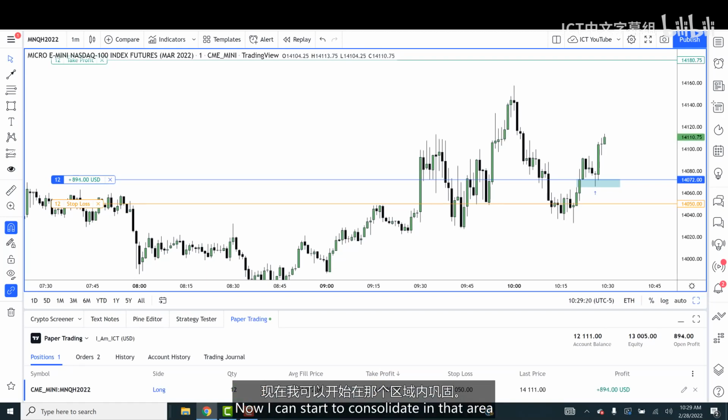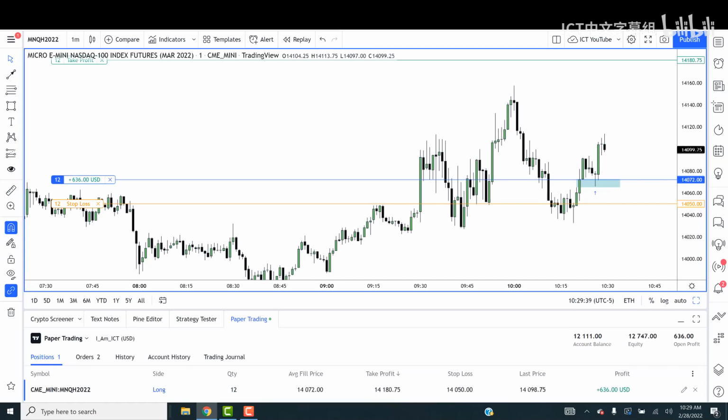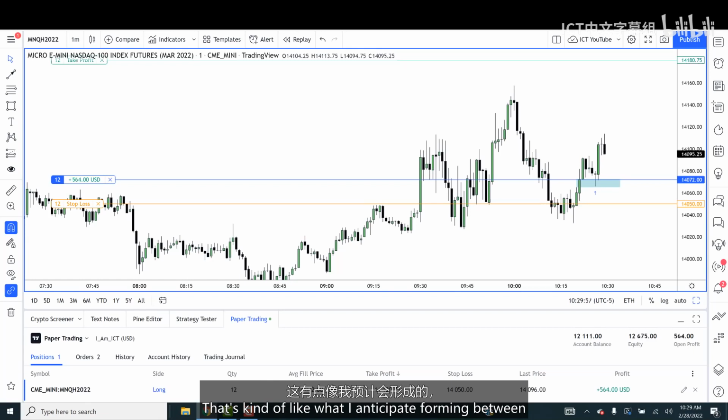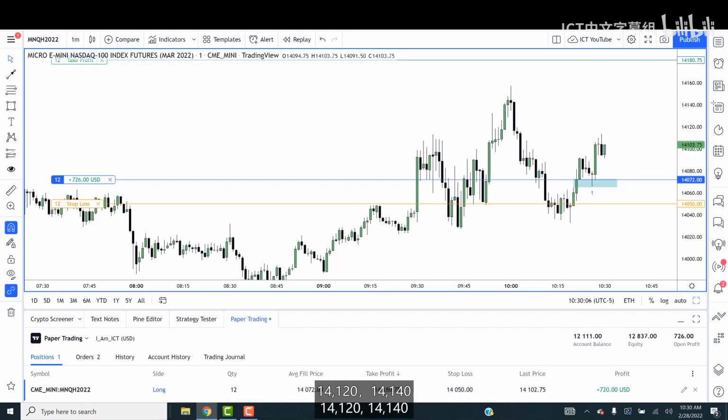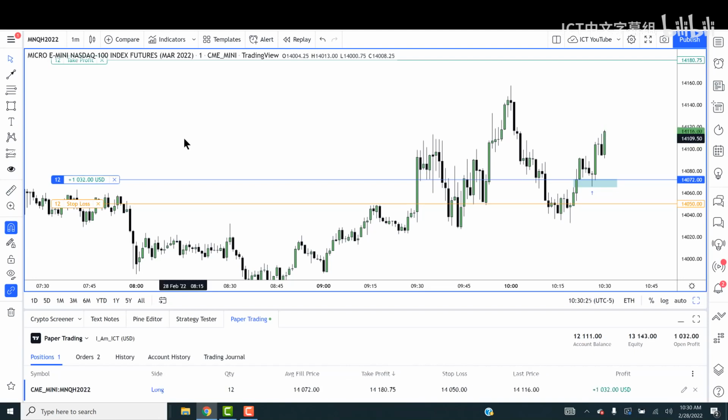Now it can start to consolidate in that area and reaccumulate for new longs, kind of like a pausing, maybe like think like a bull flag. That's kind of like what I anticipate forming between 14,120, 14,140 in that area. Similar to what we just watched right there. So far the expansion on the upside is solid. It looks good.